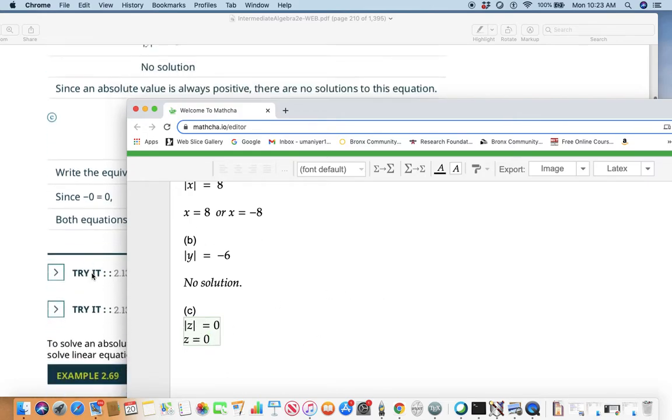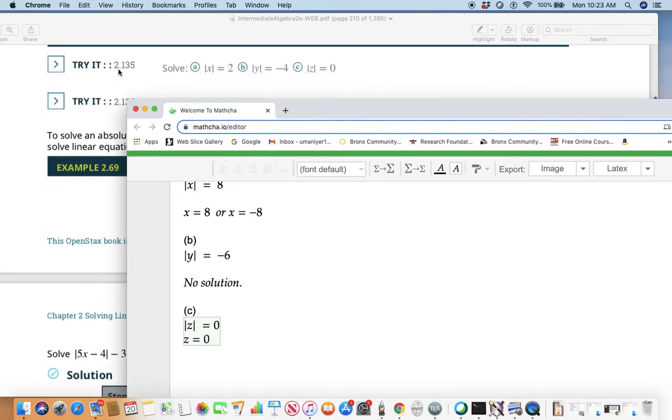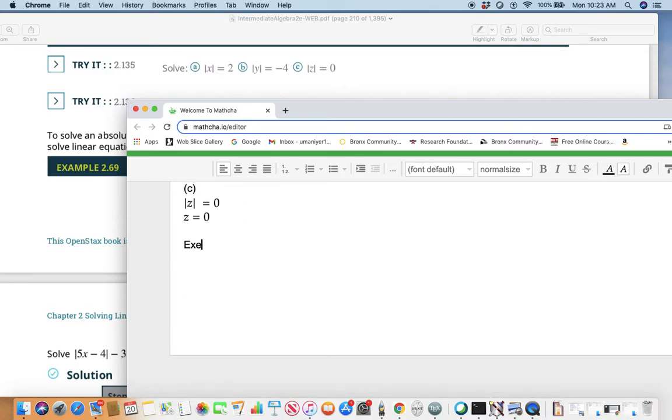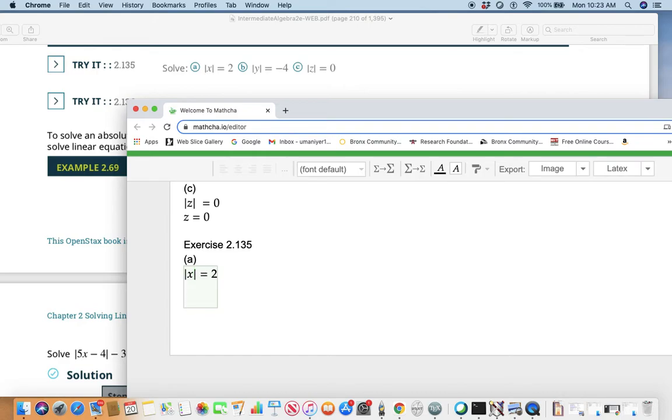All right. Next, let's try exercise 2.135. The absolute value of x is 2. The absolute value of any expression is a positive number if and only if the expression itself is 2 or the expression is negative 2. So you have solved for x. x is 2 or x is negative 2.